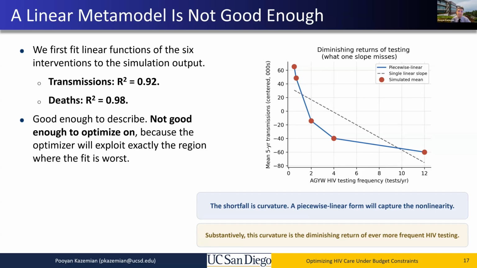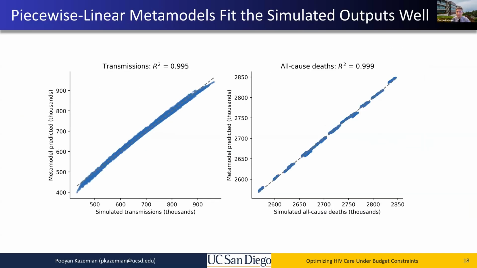And the next slide shows the R-square for the piecewise linear meta-models. And you see that the R-square has now increased to over 0.995 for transmission and 0.999 for all-cause deaths. So now we are able to capture the output of the CPAC simulation model very appropriately using these piecewise linear meta-models. And these meta-models are the backbones of the optimization model that we formulate.